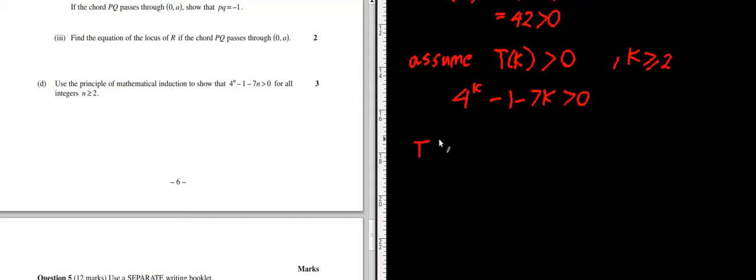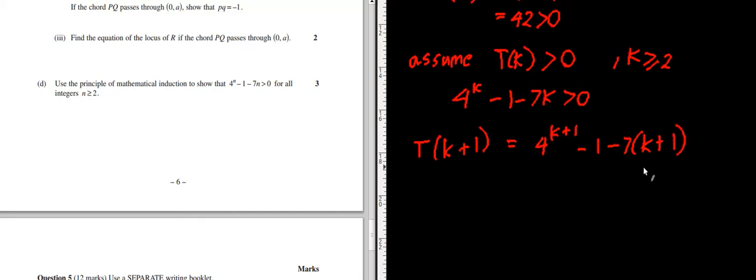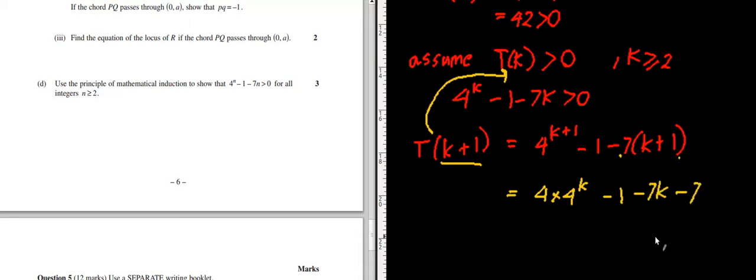Now, T(k+1) is going to be equal to 4^(k+1) - 1 - 7 times (k+1). The idea behind any induction term, I would say, is to write the k+1 term in terms of the k term. So that's always what we're trying to do. Let's see what we can get out of this. Now we'll write this 4^(k+1) as 4 times 4^k, and then the rest of it will follow as minus 1 minus 7k and then minus 7.